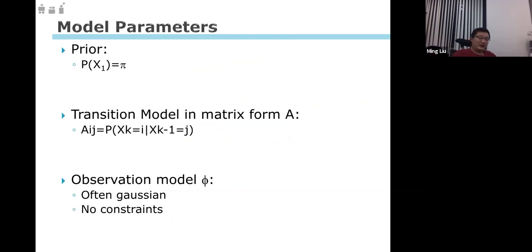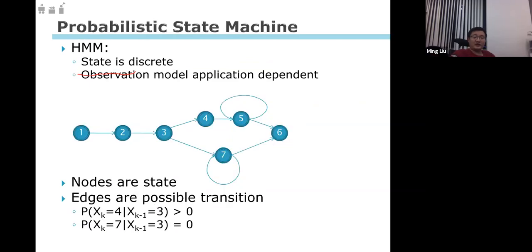So for the parameters, we want to define the prior, the initial distribution of the states. Like initially, are you in state 1 or state 2, or with multiple options? Maybe you have 50% chance at state 1, 50% chance at state 3, as long as it sums to 1. So we can have the initial states. This is the initial state.